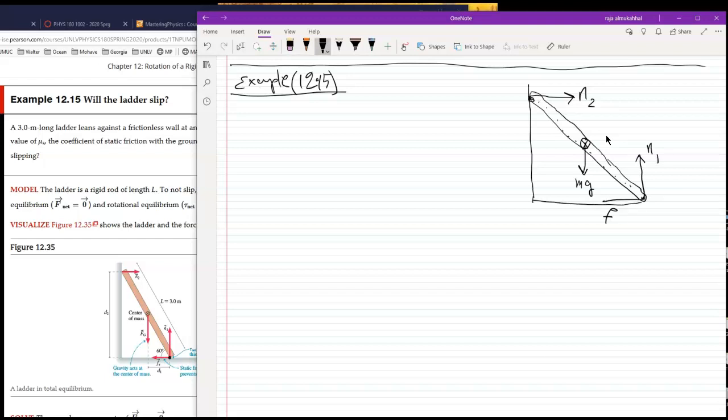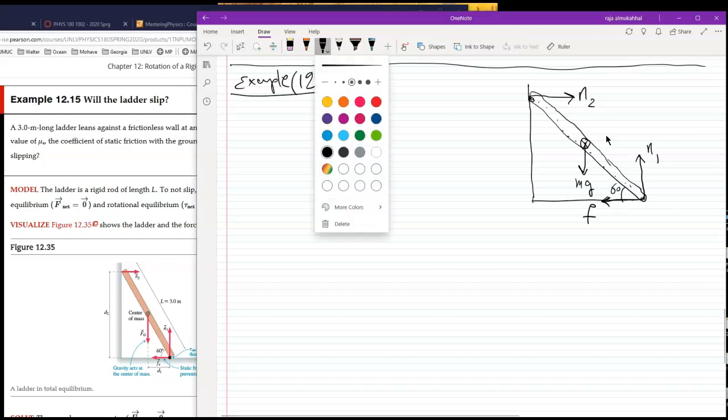Here is the friction. I'm just going to make it longer, just trying to make it look prettier. Hold on. This is the friction force, F. That's the angle 60. Okay? All right. Let me change the color.